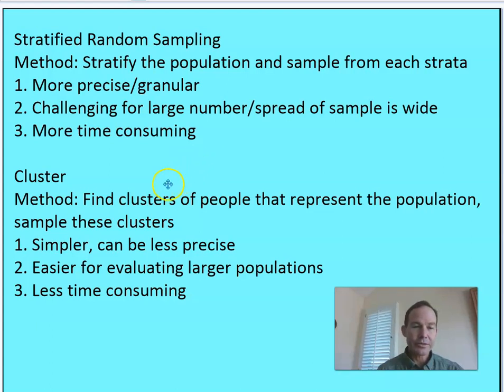Cluster, on the other hand, we're going to find clusters of people that represent the population. We're going to sample these clusters. It's simpler and can be less precise, but not necessarily. It's easier for evaluating larger populations, and it's less time consuming.